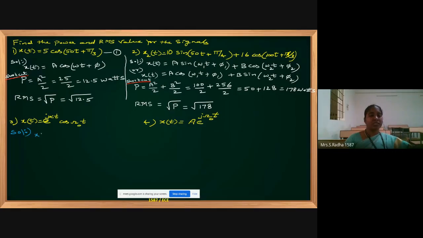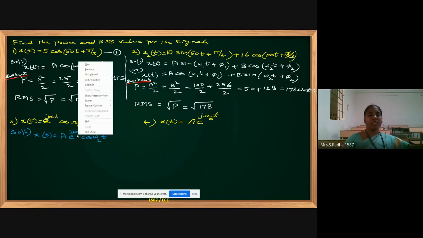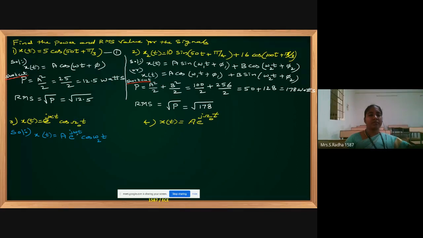If something is present with exponential, if something is like this, x of t equals A e power j omega t, cos omega 2t. These omegas need not be the same. My intention is that this is omega 1 t, this is omega 2 t. The frequencies need not be the same. That is my intention for telling here. And in this case, power is nothing but A square. In exponential terms, power is nothing but A square.